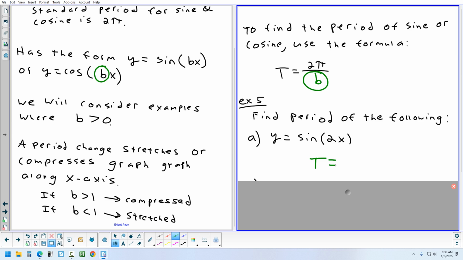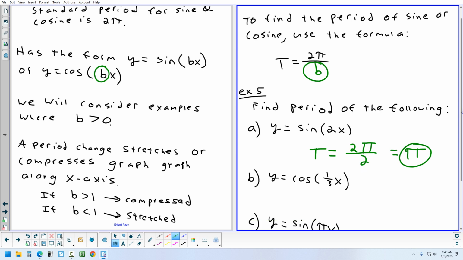Wouldn't the period be pi? Yes, the period would be pi. The period is not the 2. The 2 is just the b. So you plug in for the b and then simplify. So that would be a shorter cycle, which means the graph is going to compress.